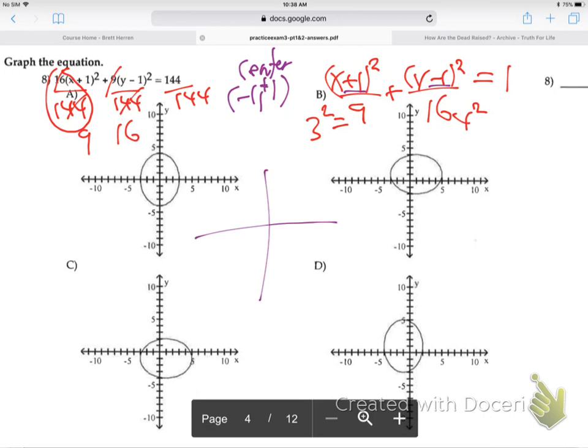So that means draw your picture. Back 1, up 1 right here. There's the center. And it goes right, left, 3. 1, 2, 3 to the right. 1, 2, 3 to the left. And it goes up 4, down 4. 1, 2, 3, 4. It's a little taller than it is wide, a little bit. So it looks sort of like that. Which one looks like that?